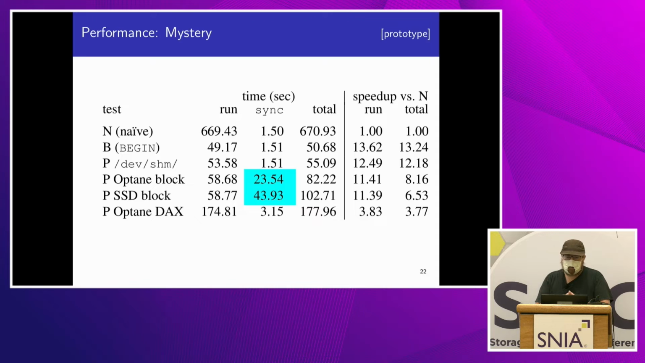Our only surprising performance result is that it takes a long time to push the persistent heap down to block storage. As we'd expect, Optane configured as a block device, as block storage, is a lot faster than an SSD, but the absolute magnitudes of the sync times exceed our expectations in both cases. In one sense, this isn't a huge concern because, as I mentioned earlier, pushing data to durability isn't on the critical path of data analysis pipelines. But still, we wonder what's going on.